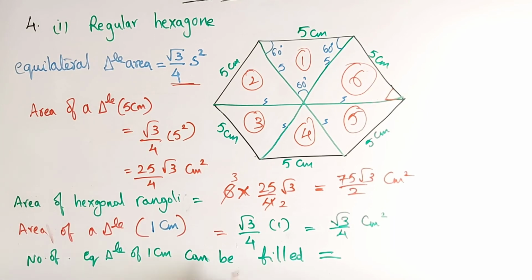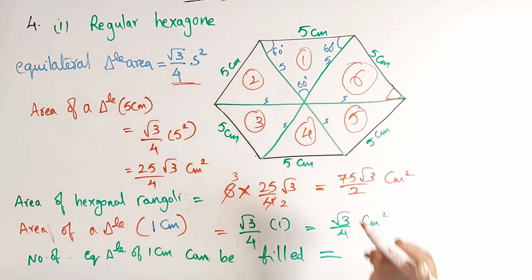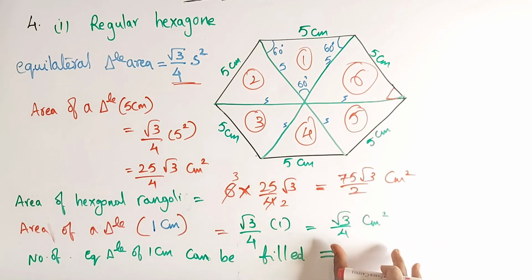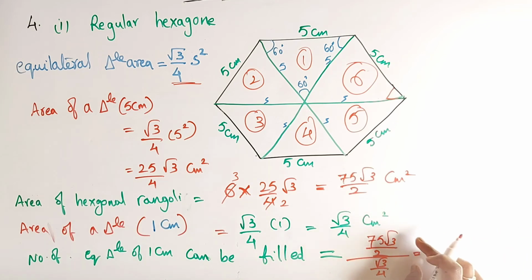Therefore, the number of 1 centimeter equilateral triangles that can be filled means the hexagonal area divided by this small 1 centimeter triangle area. That is 75 root 3 by 2 divided by root 3 by 4. Note that this will be the reciprocal of this fraction: 75 root 3 by 2, children, into 4 by root 3. Correct? 2 ones are 2, 2 twos are 4. Root 3 will get cancelled. 75 into 2 is 150. So how many triangles can we fill, children? 150 triangles. 150 equilateral triangles of 1 centimeter we can fill in this hexagon rangoli.